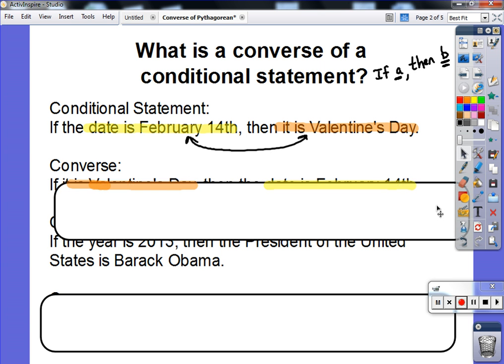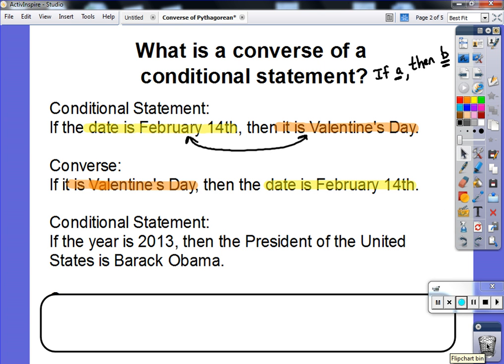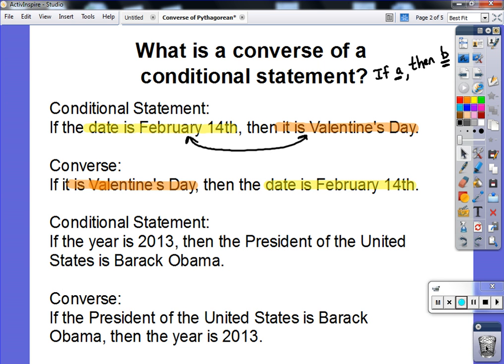Just to see one more example, if the year is 2013, then the President of the United States is Barack Obama. The converse of this statement is just going to be if the President of the United States is Barack Obama, then the year is 2013. One more thing that I want to discuss on this page is notice that with my first conditional statement, if the date is February 14th, then it is Valentine's Day, that is a true statement. And notice that when I took the converse of that statement, I also have a true statement, because if it is Valentine's Day, then the date is February 14th.